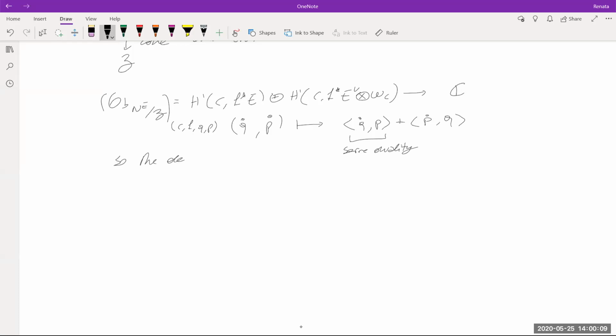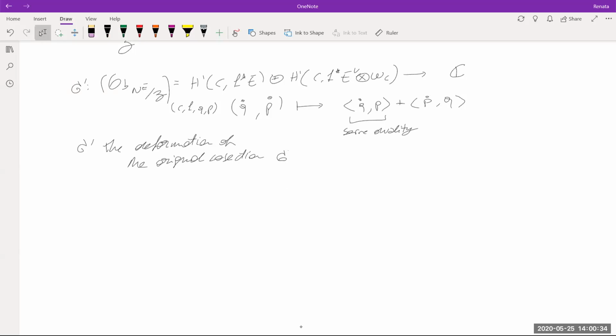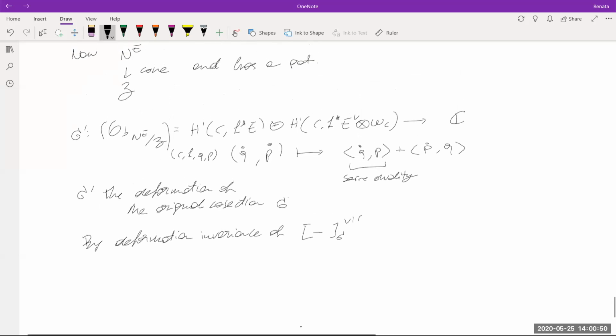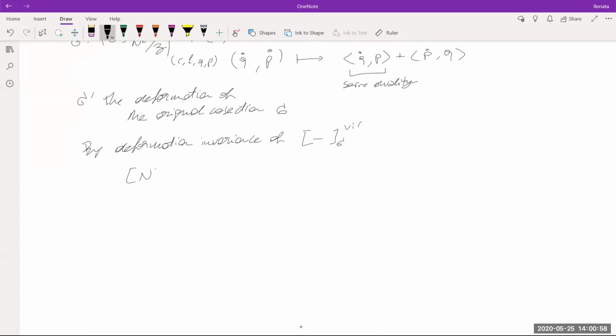So the degeneracy locus. So this cosection here is the deformation of the original cosection sigma, and by deformation invariance, or some form of deformation invariance of virtual fundamental classes with cosections, which says that if you deform the space and deform the obstruction theory and deform the cosection, then the fundamental classes are the same, we have that the cosection localized fundamental class of this deformation is equal to the original one.